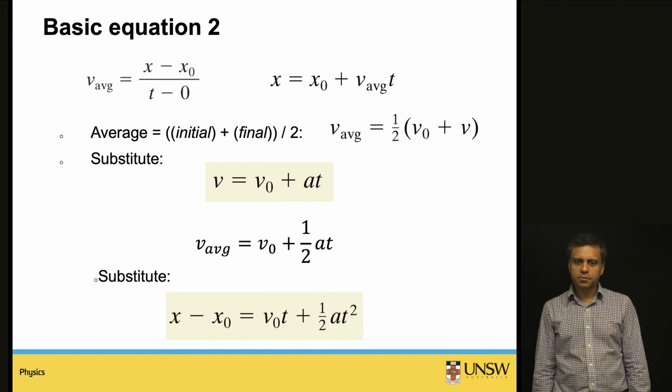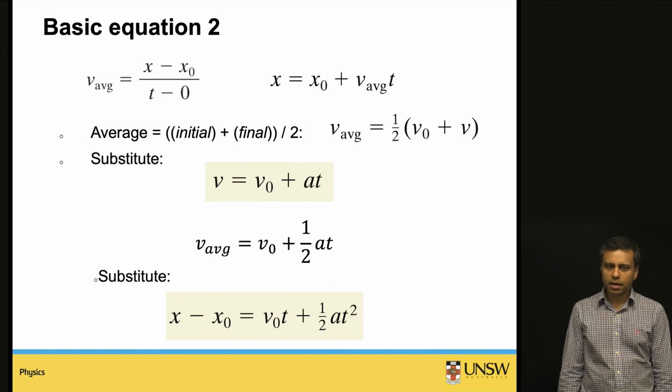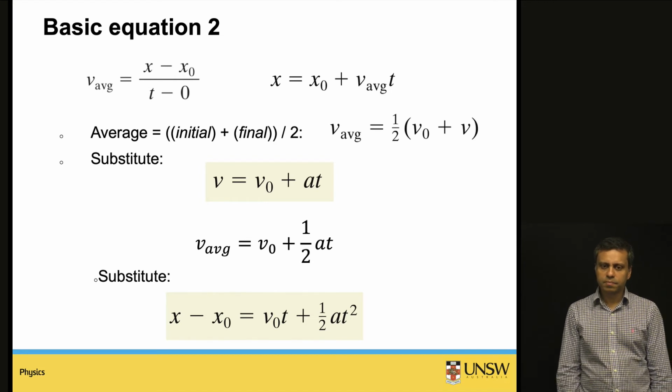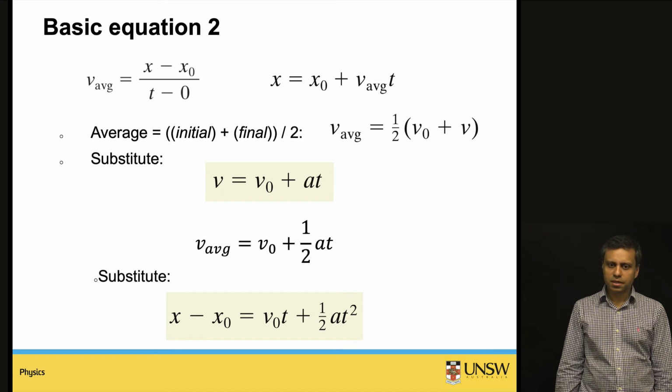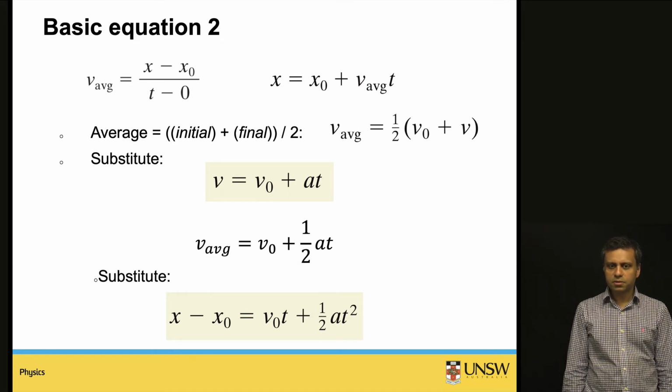And notice that this equation is a parabola in time, and this is a special case because we assume the acceleration is constant. Again, if you take the second derivative of this equation, you will get the constant acceleration back.